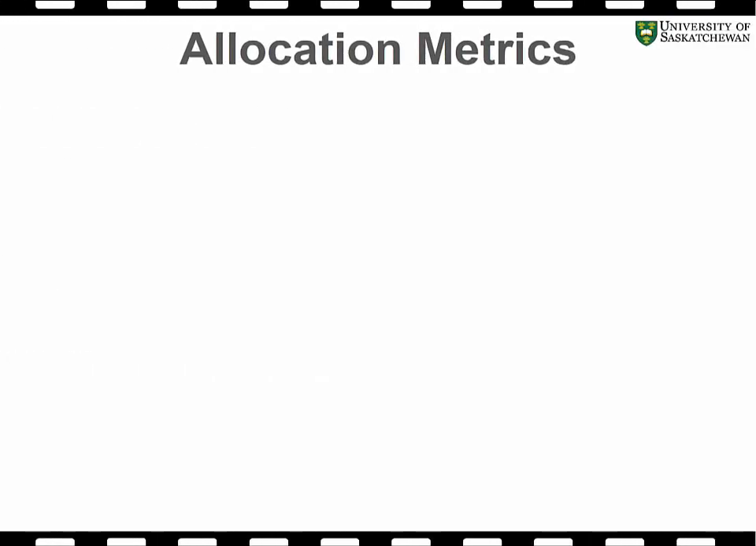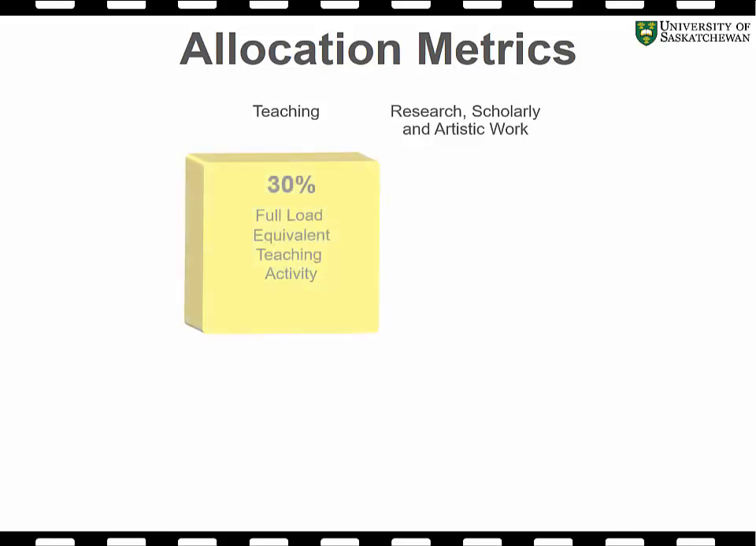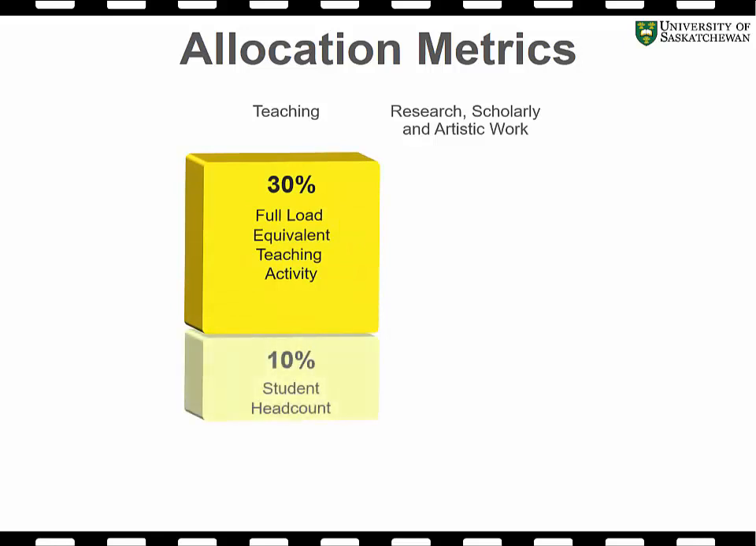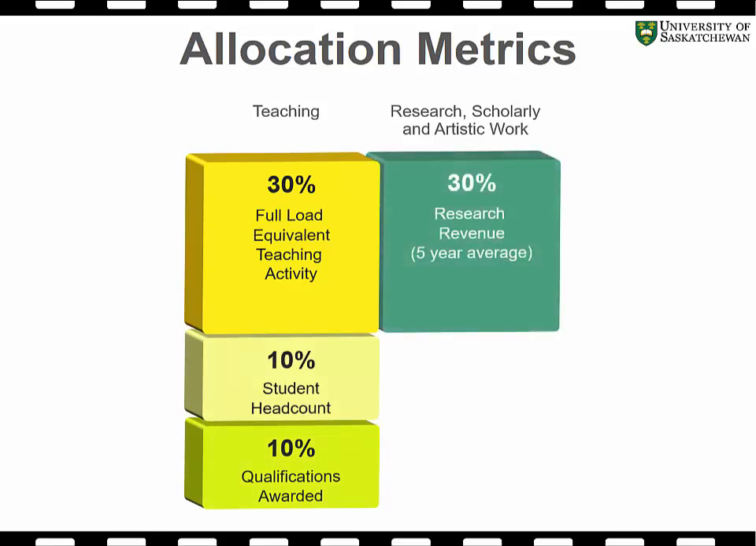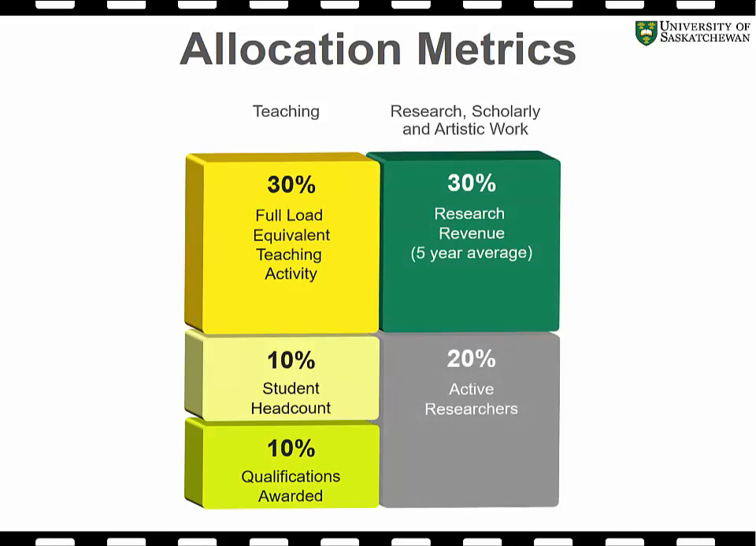TABBS allocates the unrestricted operating grant revenue obtained from the province of Saskatchewan for the operations of the university. The allocation methodology is based on metrics related to teaching and research, scholarly, and artistic work. Within the teaching allocation, 30% is based on FLE teaching activity, 10% on student headcount, and 10% on qualifications awarded, whilst the research component is based 30% on research revenue and 20% on active researchers, as shown below.